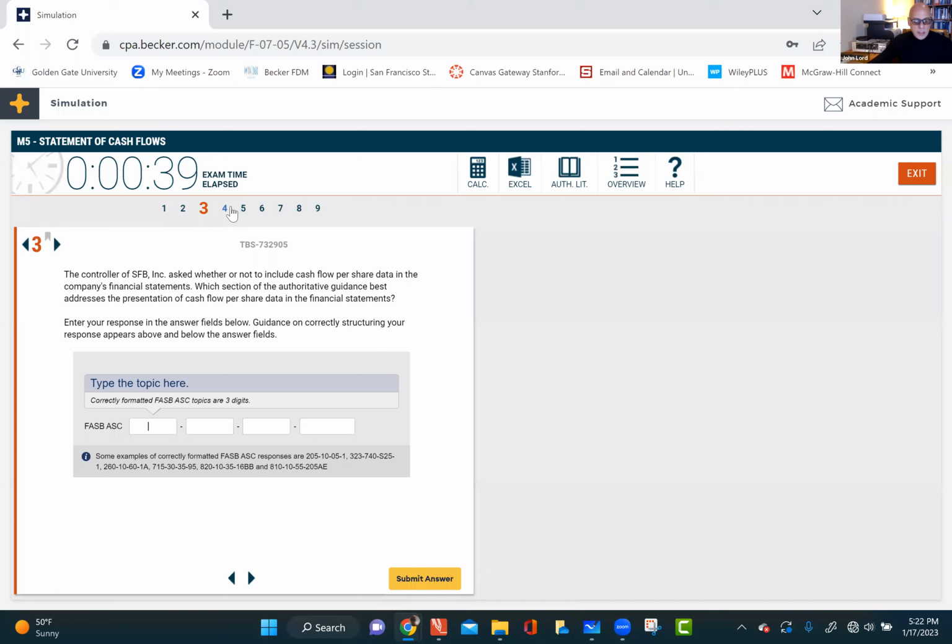Okay. And here they tell us that the controller of SFB Inc. asked whether or not to include cash flow per share data in the company's financial statement. Which section of the authoritative guidance best addresses the presentation of cash flow per share data in the financial statements? And they ask you to format your answer.